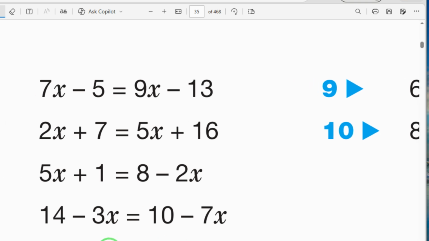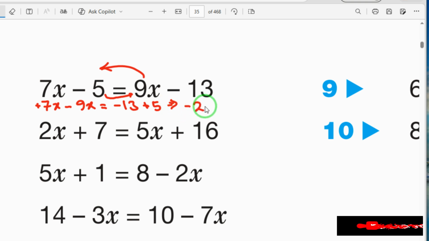Question number 5. We write here as well 7x itself, and we bring this 9x to the left side, become negative minus 9x equal to minus 13. We carry this 5 to the right side, become positive plus 5. Then here we subtract minus 9x and plus 7x. This one is positive. Remain only minus 2x. Here we write minus 2x equal to, here we subtract minus 13 plus 5. Remain only minus 4.